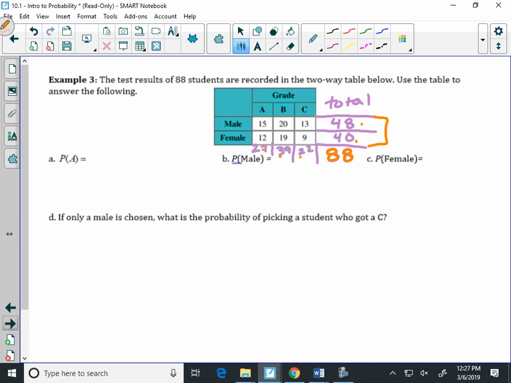You can add everything in the table up, and it will give you 88, but you don't add the ends. Okay? Because you'll double count things and you get too big of a total. Be careful with that. Okay.